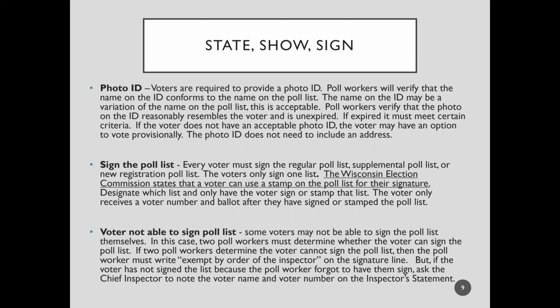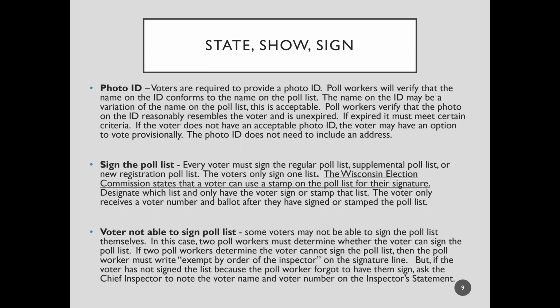Poll workers verify that the photo reasonably resembles the voter and is unexpired. If it is expired, it must meet certain criteria that we will talk about later. If the voter does not have an acceptable photo ID, the voter may have the option to vote provisionally. The photo ID does not need to include the correct address. If somebody changes addresses, they do not have to change their ID in terms of their driver's license. They can just change the address with the DMV. So again, you are not required to handle the photo ID. You can just let it stay on the table or the person can hold it for you.